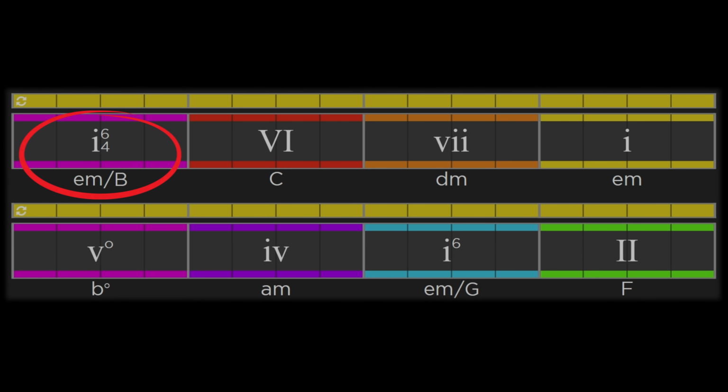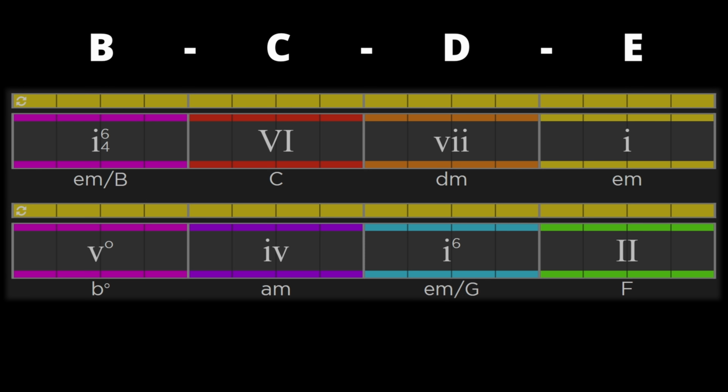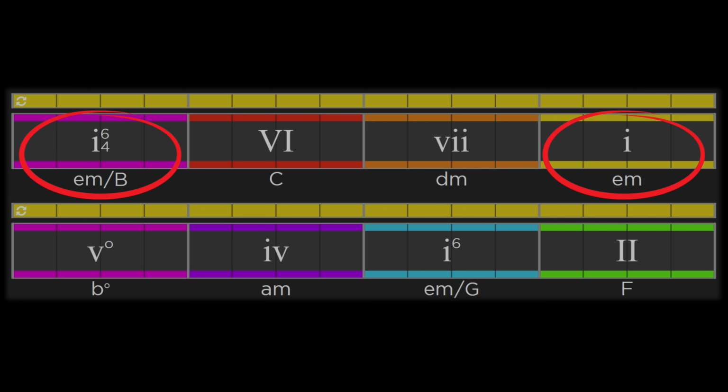I've started with a 2nd inversion 1 chord to begin this progression. This puts the B note as the lowest. This creates a stepwise rising bass line in the first half, B, C, D, E. Listen out for the 6th chord and also the difference between the 2nd inversion 1 chord and the standard 1 chord.